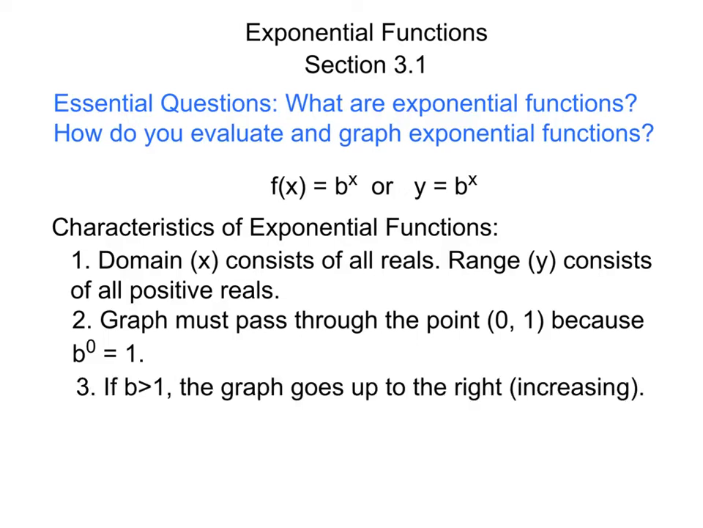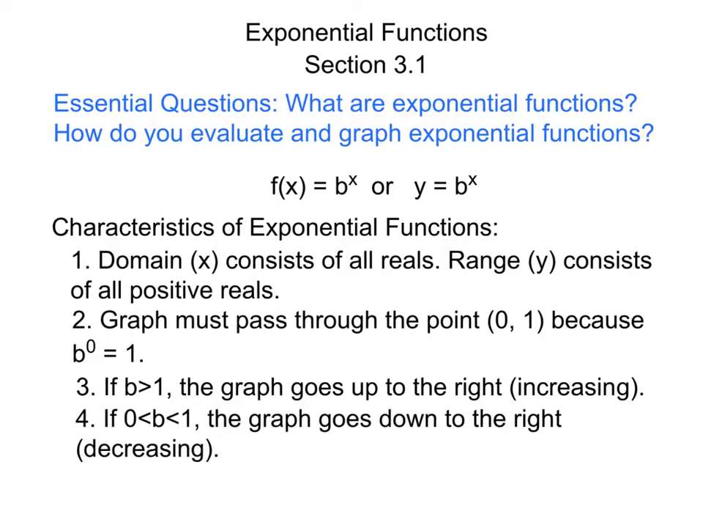The third characteristic is that if b is greater than 1, the graph goes up to the right. In other words, it's an increasing function. The fourth characteristic is that if b is between 0 and 1, the graph goes down to the right, or is a decreasing function. And the fifth characteristic is that the graph will approach but not touch the x-axis, so therefore the x-axis is a horizontal asymptote.